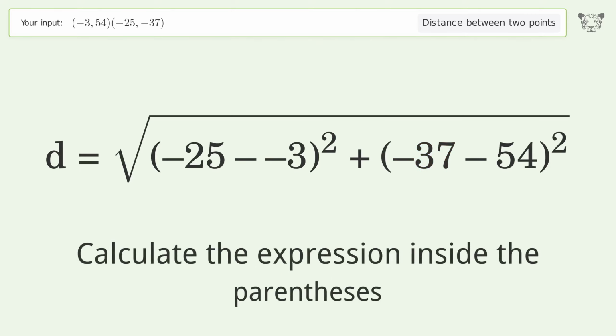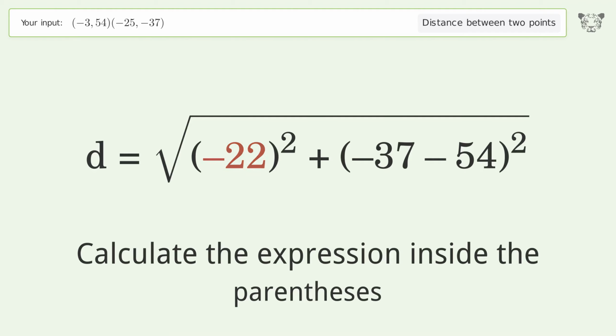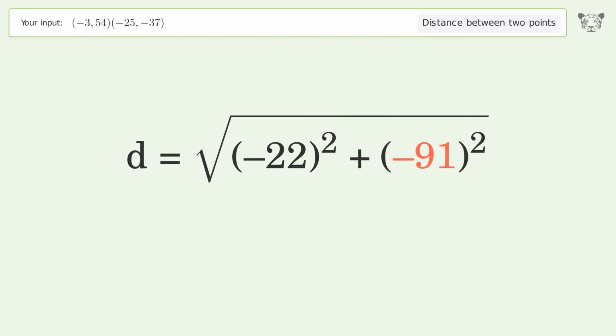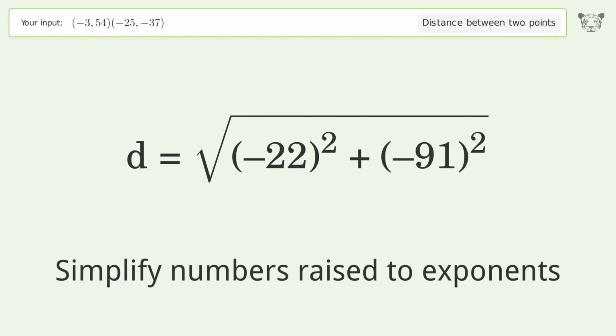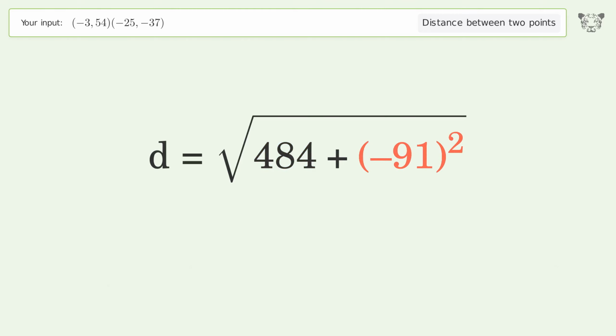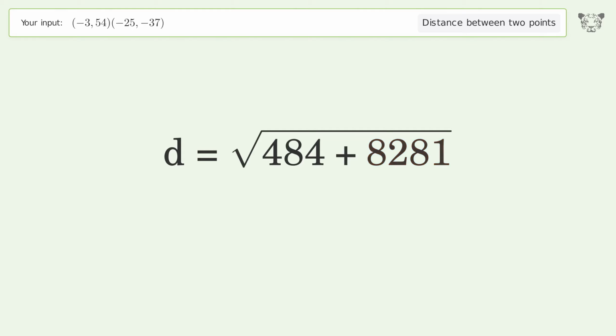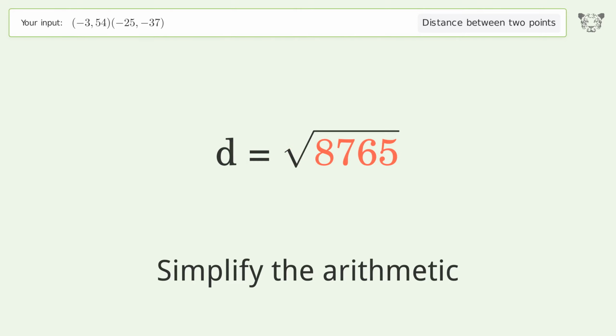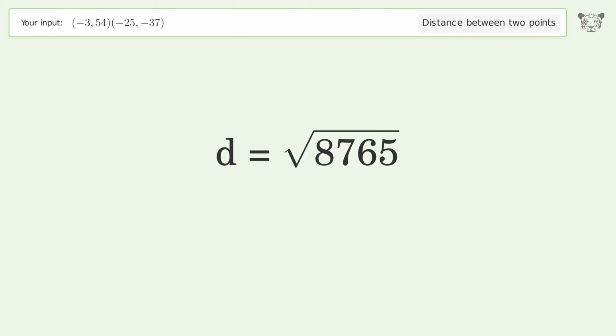Calculate the expression inside the parentheses. Simplify numbers raised to exponents. Simplify the arithmetic. And so the distance between the 2 points is the square root of 8,765 or 93.622.